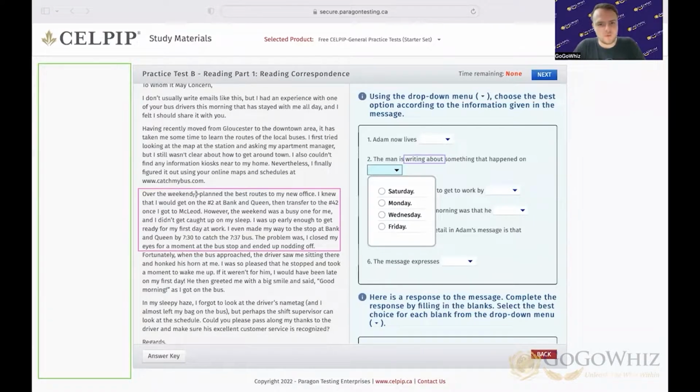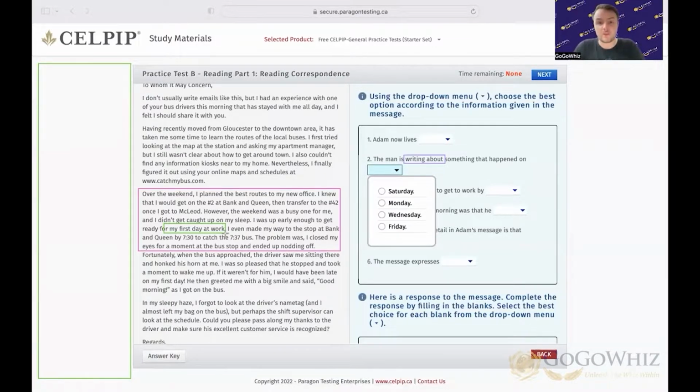However, my weekend was a busy one for me. I didn't get caught up on my sleep. I was up early enough to get ready for my first day at work. All right, let me highlight that. My first day at work. I even made my way to the stop at Bank and Queen by 7:30 to catch the 7:37 bus.